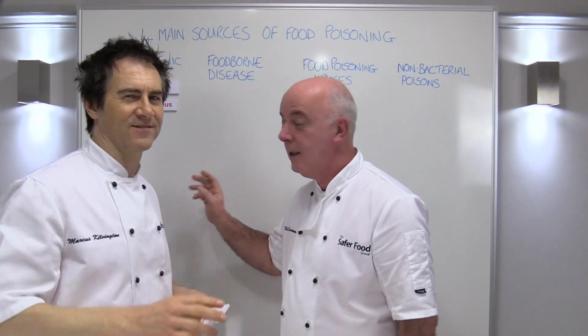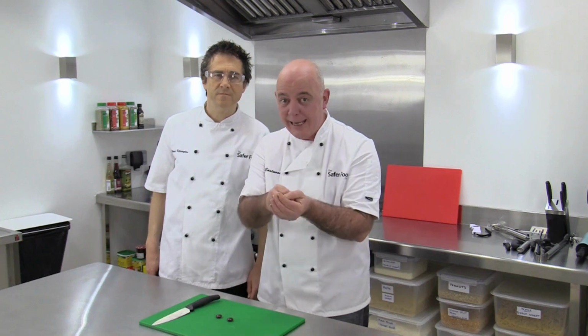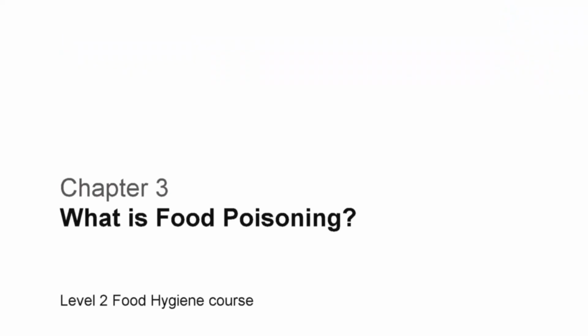Chapter 3 Food Poisoning. In this chapter we'll learn more about the bacteria that are associated with food poisoning, how bacteria multiply, and the difference between food poisoning and a foodborne disease. As we discovered in the last chapter, there are thousands of bacteria all around us, many that do us no harm, but some, known as pathogenic bacteria, are harmful and can cause illness. So let's go and catch up with the guys who are ready to tell us more at the whiteboard.